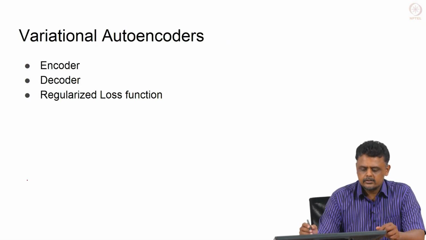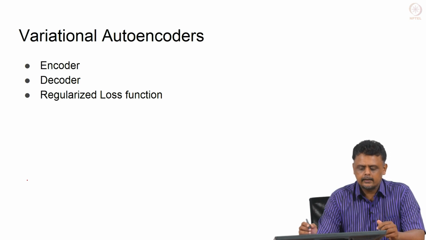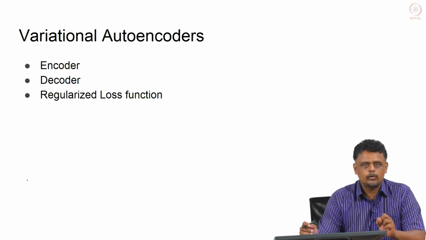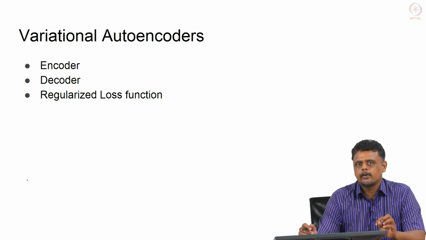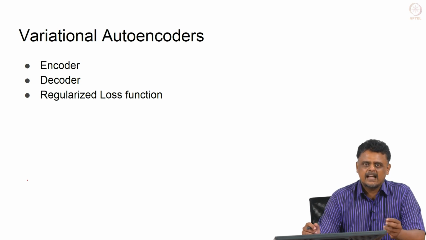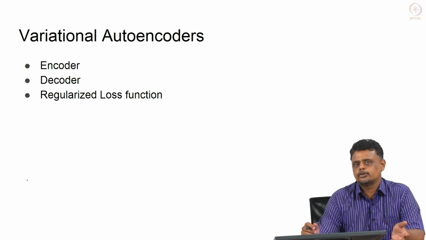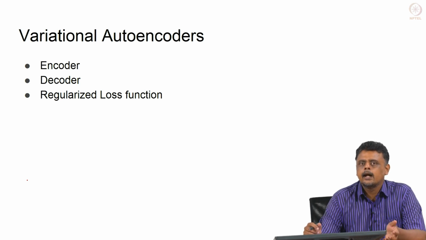So, variational autoencoders consist of these three components: the encoder, the decoder and a regularized loss function. This is from a deep learning point of view. As we saw earlier, the encoder takes training data as input and provides you with the parameters of the latent space distribution, and the decoder takes a sample from the latent space distribution and provides you with an output which is similar to the data in the training data.